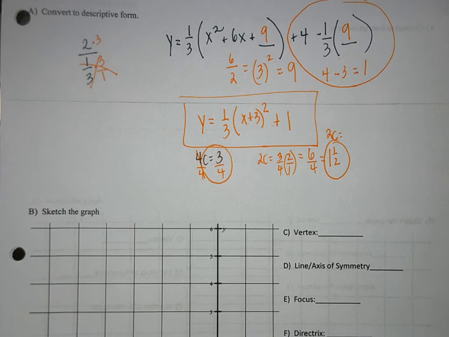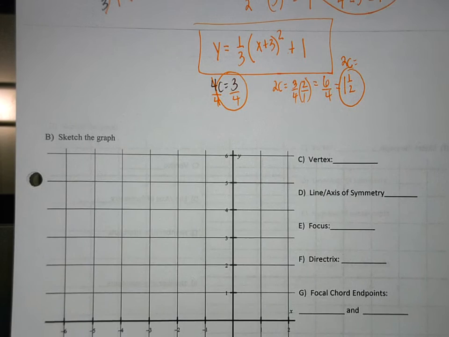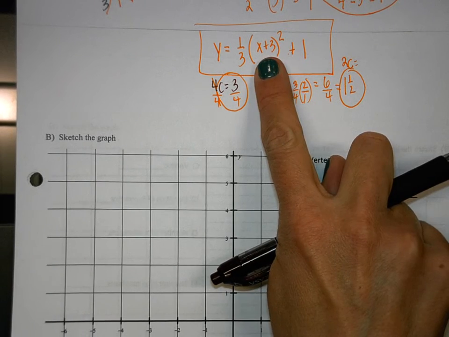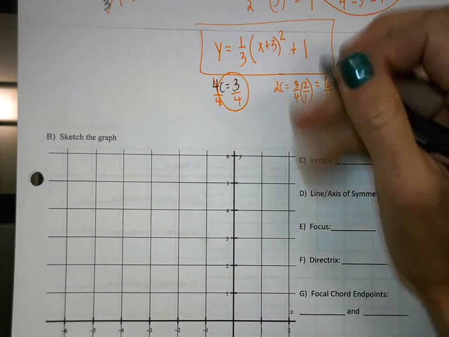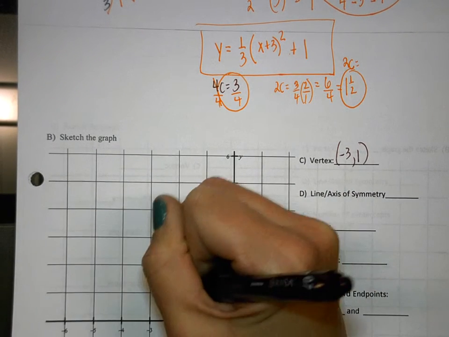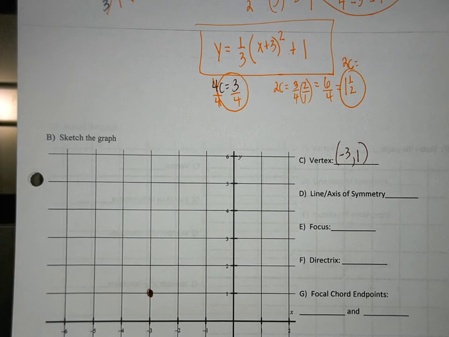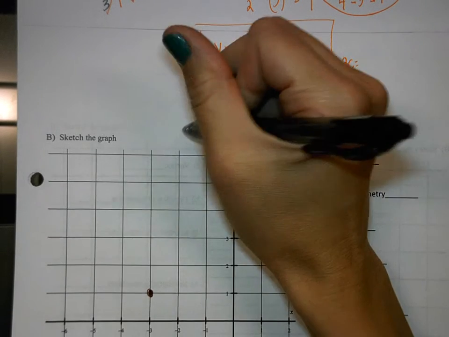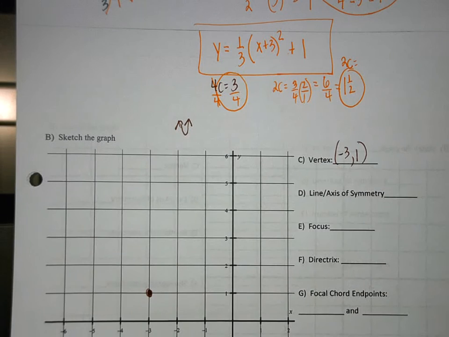So what is my vertex on this problem? Very good. And again, I like how you guys noticed that this is the x now. And so the x value is always opposite of what's in parentheses. So that's -3, 1. Let's go -3, up 1, and make our point. Which direction is my parabola going to be going this time? Up. Very good. And we know it's up because it's y equals, so it's going to be curving with the y-axis, and it's going up because my a value is positive.